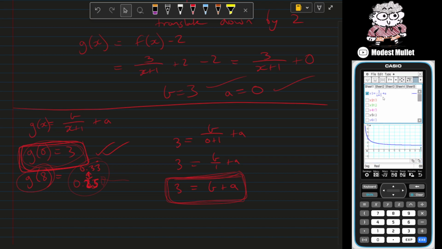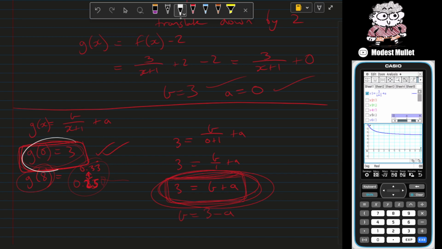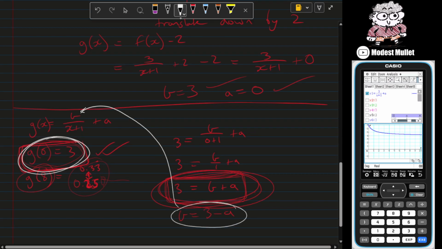So we could try a 3 there and run the graph. And we can play with that. Now this is where it gets even cooler. You'll notice though, as I change this a value, I'm only changing it as the constant on the end and my y-intercept's changing. We've realized that we have this 3 equals b plus a, or we can rewrite that as b is equal to 3 take away a. So my original function, because I have this requirement here, that requirement means this always has to be true, I can substitute that in here.